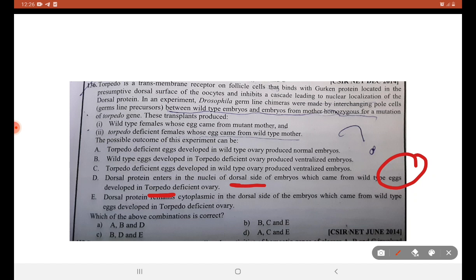So this is right. A is right. Dorsal protein remains in the cytoplasm in the dorsal side of the embryo, which came from the wild type and developed in the torpedo deficient ovary.